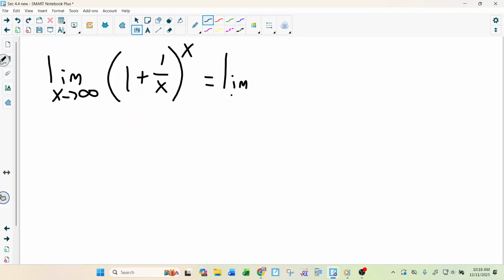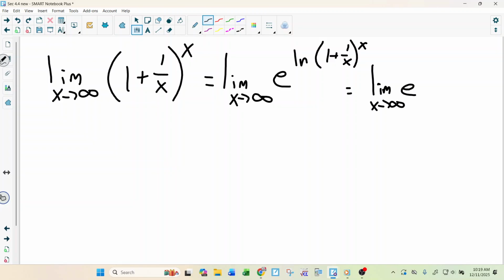So we need to e it, which is e to the natural log of 1 plus 1 over x to the x, which is e to the x natural log of 1 plus 1 over x. So we do the exact same thing. Anytime you have variables raised to a variable, you convert it into this e natural log form to make our life easier.